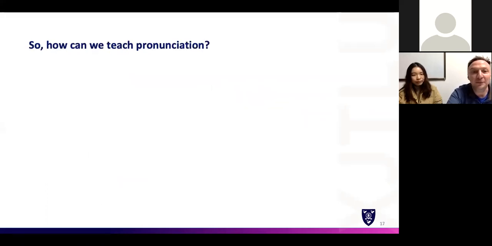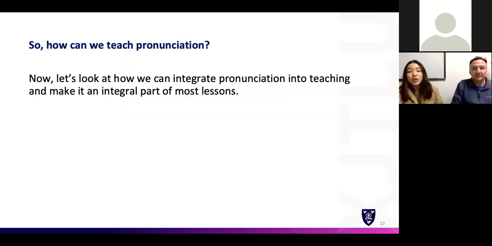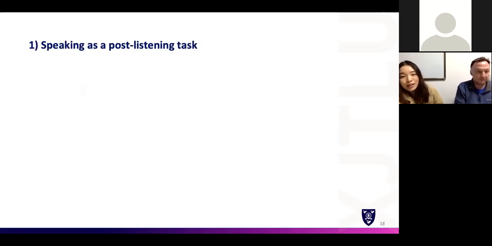So how can we teach pronunciation? Now let's look at some ways to teach pronunciation and how to integrate pronunciation into teaching and make it an integral part of most lessons, because we believe that teaching pronunciation should be integrated in most of the lessons instead of being a standalone part. So the first one: speaking as opposed to listening tasks.